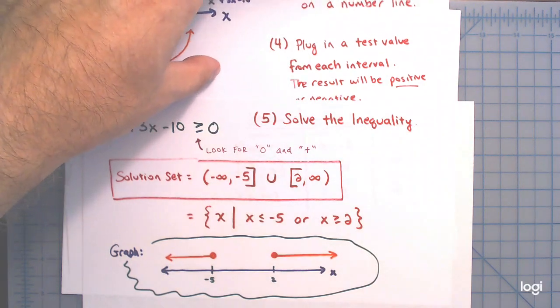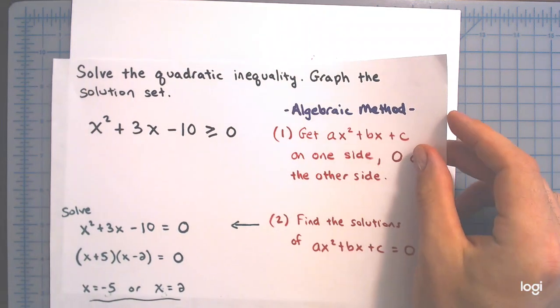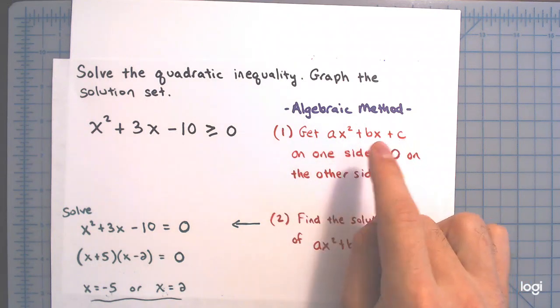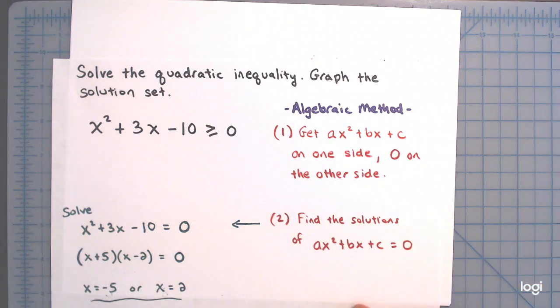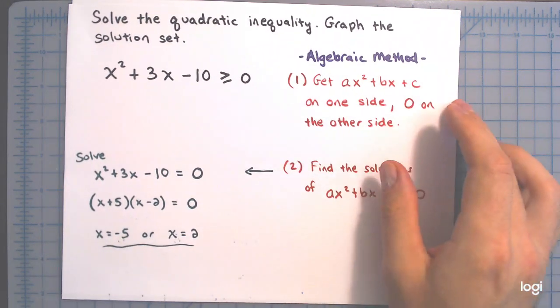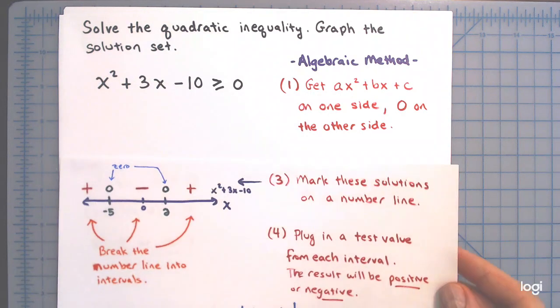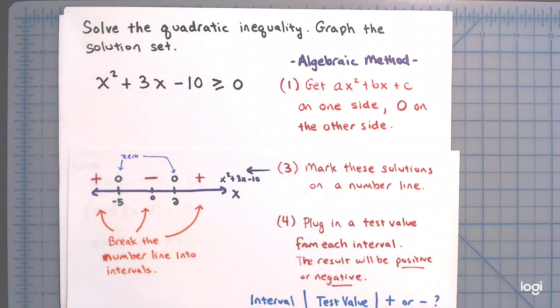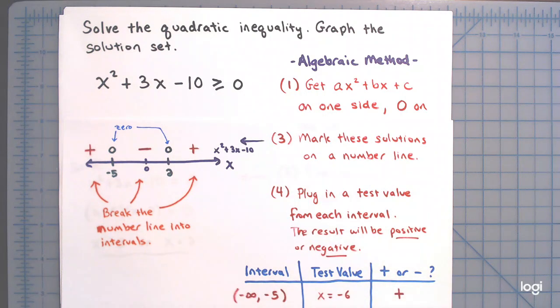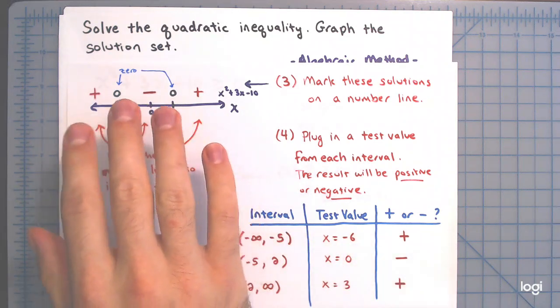All right, so this was the algebraic way. I called this the algebraic method. And I'll run through it real quick again. Algebraic method, where I take everything to one side, get 0 on the other. Then I basically replace the inequality symbol with an equal sign and solve the quadratic equation, the expression equals 0. I then mark these solutions on a number line, and that'll break the number line up into so many intervals. I plug in a test value from each interval. You can make a table if you want, or just leave the number line and write on it like I did there.